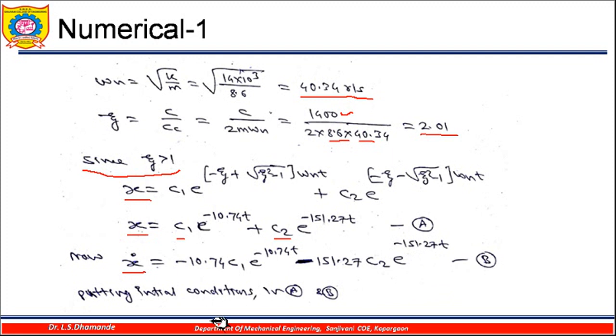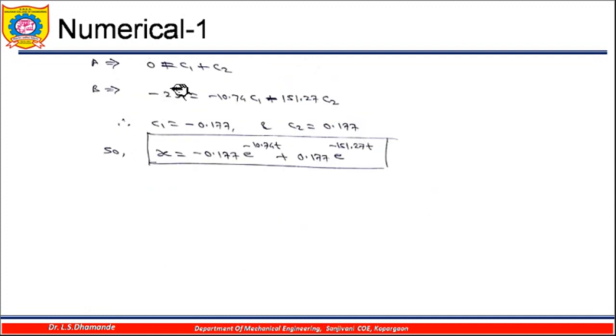So let us put this initial condition into this equation number A and also in equation number B. So if I put in the first equation of displacement, I will get displacement is equal to 0 and it will be C1 plus C2, and in expression B, if I put the initial conditions, I will get the left hand side equal to minus 25 and right hand side becomes minus 10.74 C1 minus 151.27 C2.